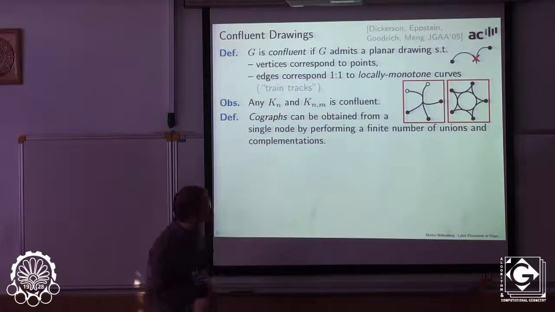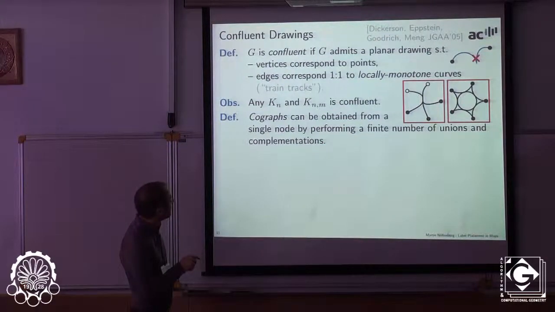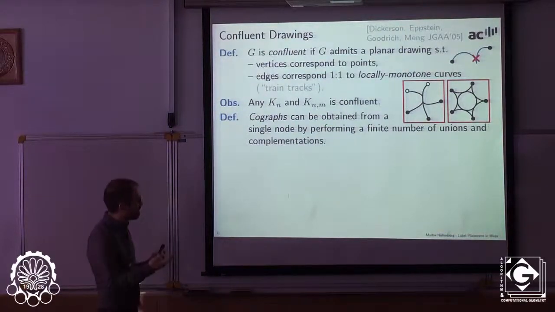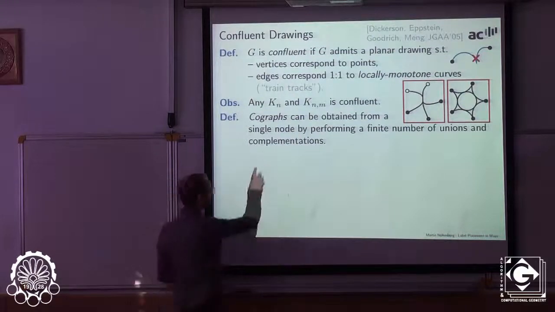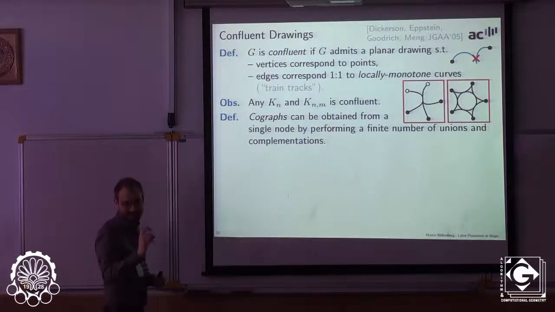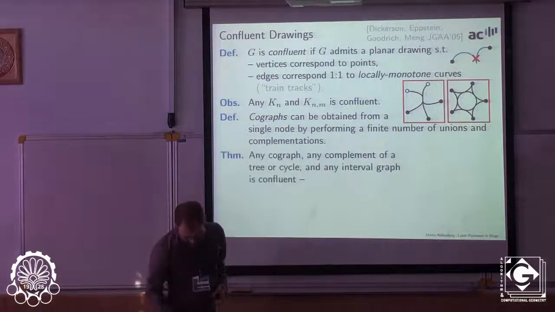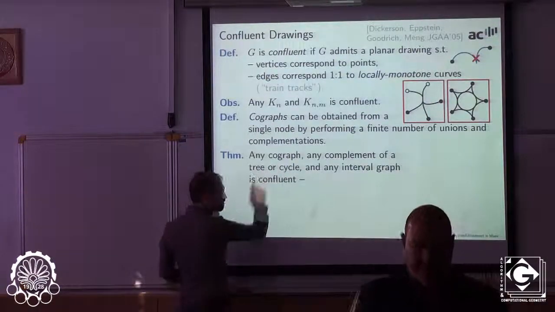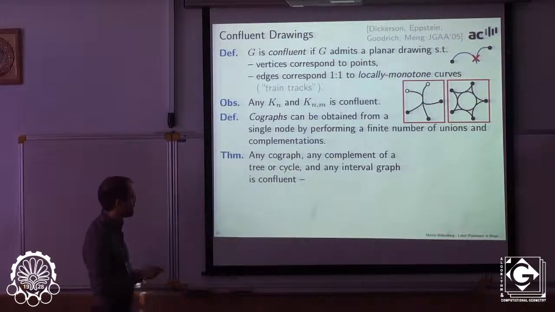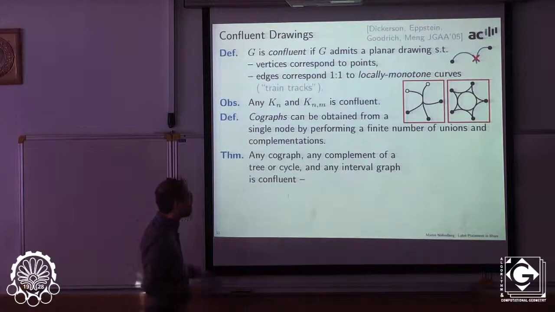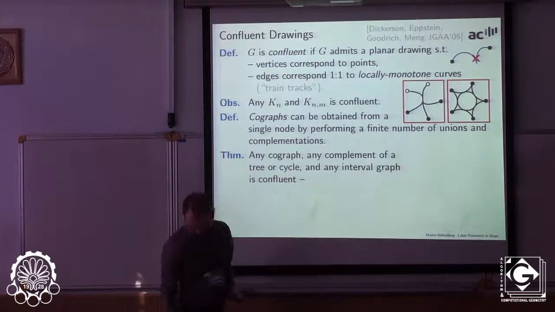So cographs, for example, is one graph class that has been studied here. Cographs are defined by starting with single vertices, and then there are two operations that are allowed, namely unifying two cographs into a single graph, so taking the union of the vertices, or taking the complement of a graph. So every non-edge becomes an edge, and every edge becomes a non-edge. So cographs are actually graphs that always admit confluent drawings. And likewise, any complement of a tree or cycle allows that, any interval graph allows that, but there are also some graphs that are clearly not confluent.